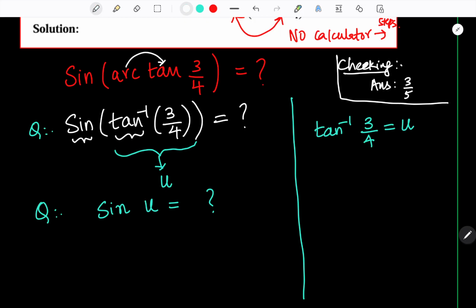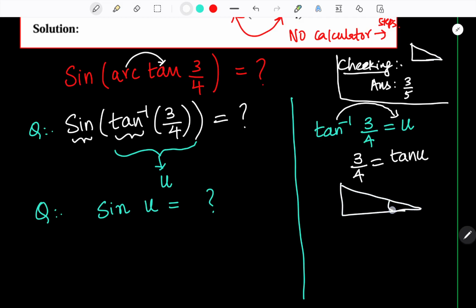Okay. So what I'm going to do, I'm going to take this tan that side. So 3 by 4 is equal to tan u, right? What do you mean by tan? According to the formula which we studied before, remember? Suppose this is angle u, and opposite to angle u is the opposite side. And this is 90 degrees. Opposite to 90 degrees is the hypotenuse. And this is called the adjacent side. What is tan theta or tan u? Opposite side divided by adjacent side, right?